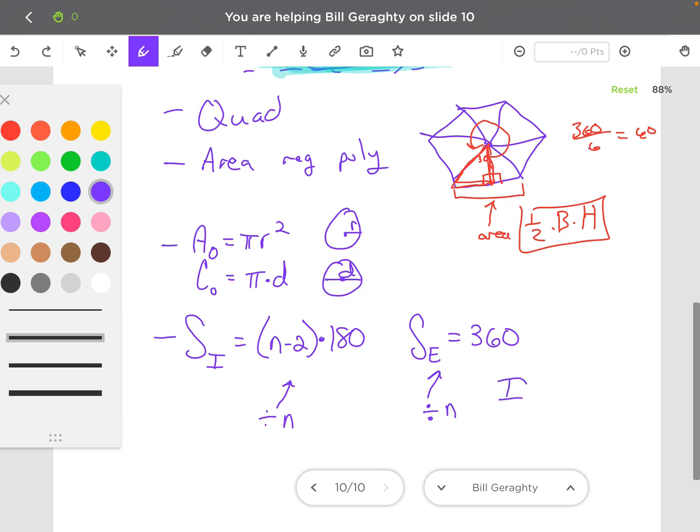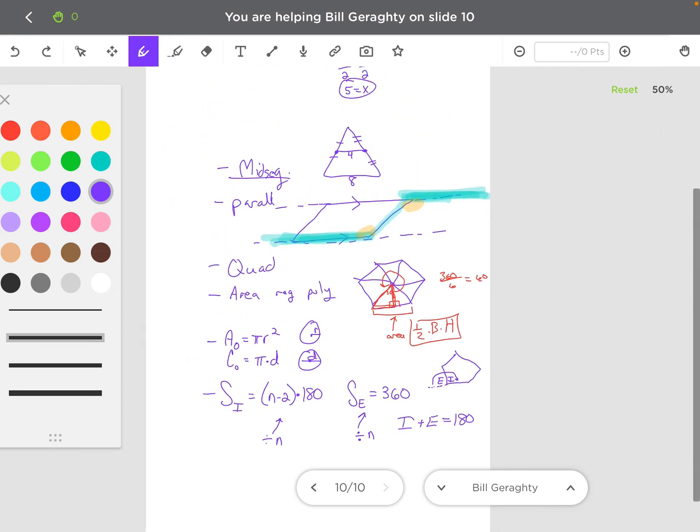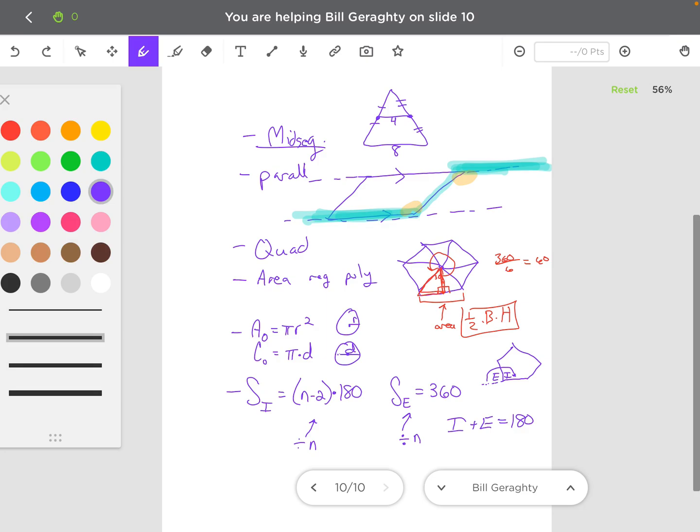And then keep in mind that an interior angle plus one exterior angle will always equal 180 degrees. So whatever your shape is, this is my interior angle. If I draw this out, this is my exterior angle. Those will always equal your windshield wiper, 180 degrees. And I think that's it. So just some things, again, that I would add to my cheat sheet.